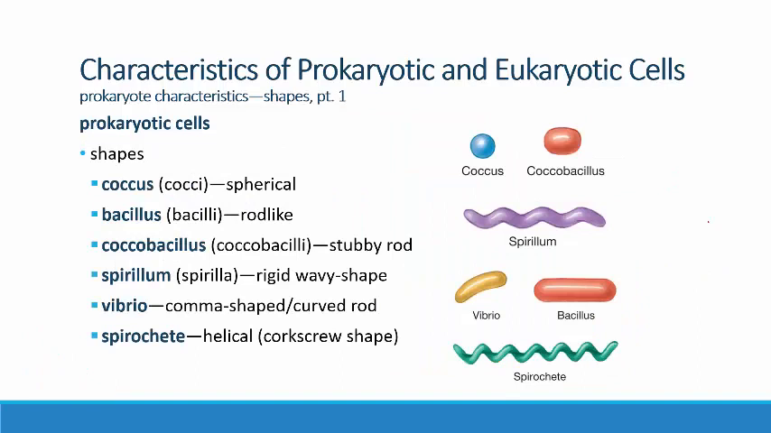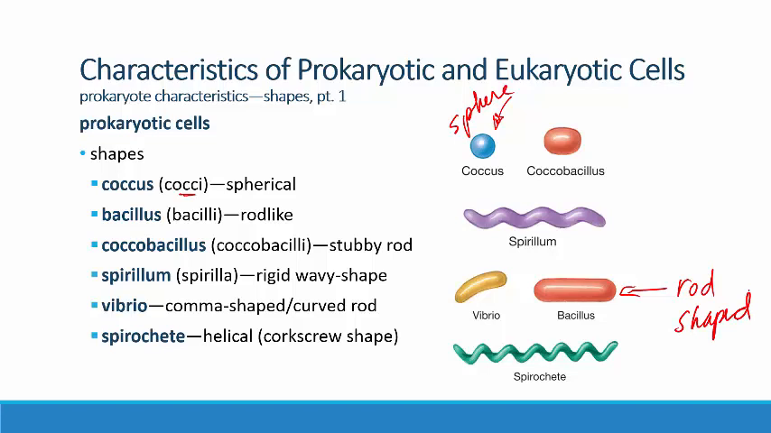Prokaryotic cells come in a variety of shapes, and here are 6 of them. If it's a spherical, sort of a ball-shaped cell, then that is a coccus, or we would say cocci if we were talking about them in plural. So the bold word is the singular form, the non-bolded form is the plural word. A bacillus is rod-shaped, so these are spherical here. These are rod-shaped.